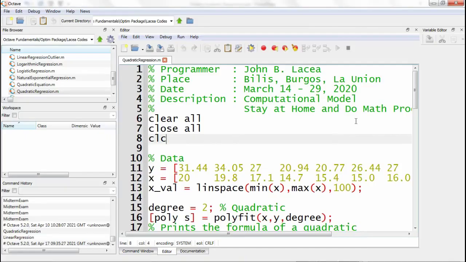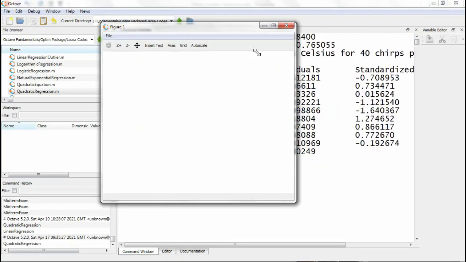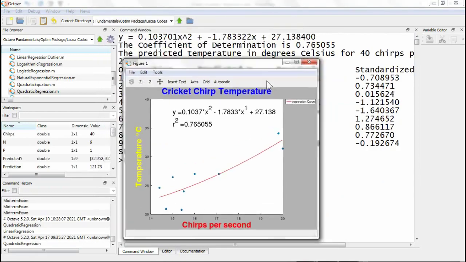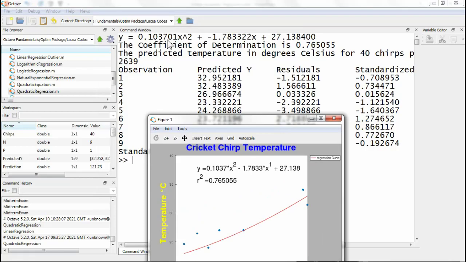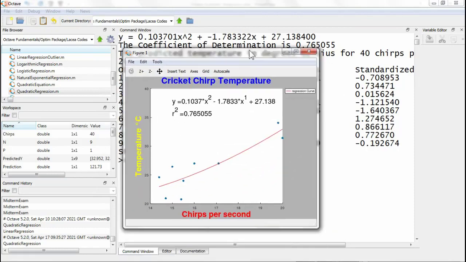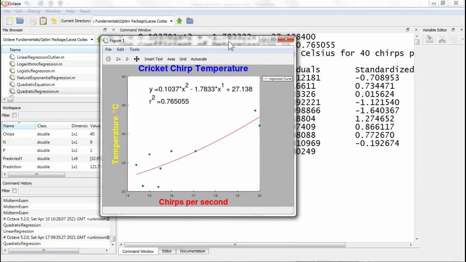Let us run this laboratory hands-on activity number 7. After it printed the quadratic model, printed the coefficient of determination, and calculated and printed the standard error of estimate, it draws a graph showing the quadratic curve alongside the points of the gathered data.